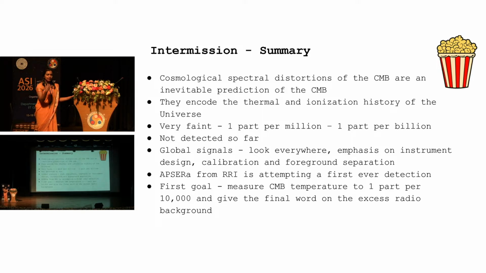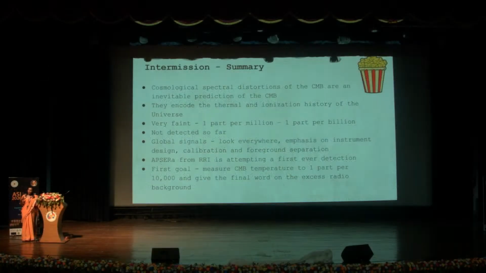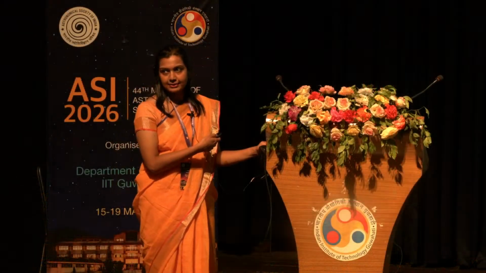So I've gone on for a while about this specific spectral distortion and experiment. I'll take a quick recap here. There are very interesting physics hidden in cosmological spectral distortions that come to us from all over the sky. These have never been detected, but it is very important to go after them because they have largely been kind of ignored in favor of anisotropy measurements. We are building Apsara from RRI to go after the cosmological distortion from recombination or the formation of the first atoms. Our first goal is to measure the CMB temperature to 1 part per 10,000 and to give the final word on the existence of the excess radio background.